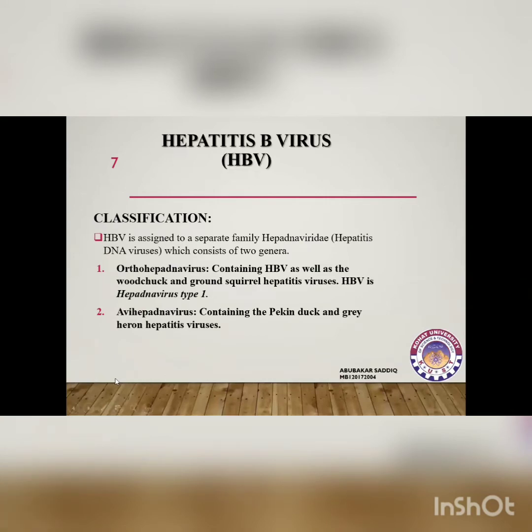Classification. HBV is assigned to a separate family, Hepadnaviridae, hepatitis DNA viruses, which consists of two genera. Number one, Orthohepadnavirus, containing HBV as well as the woodchuck and ground squirrel hepatitis viruses. HBV is Hepadnavirus type 1, which means that the hepatitis B virus is included in the hepadnavirus type. Second is Avihepadnavirus, containing the duck and gray heron hepatitis viruses.